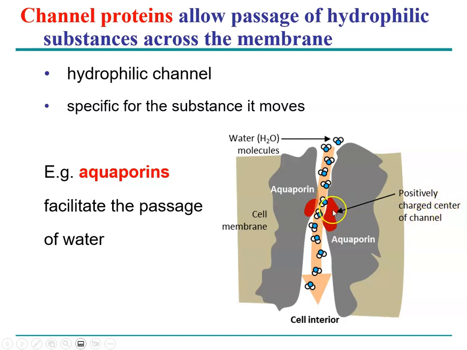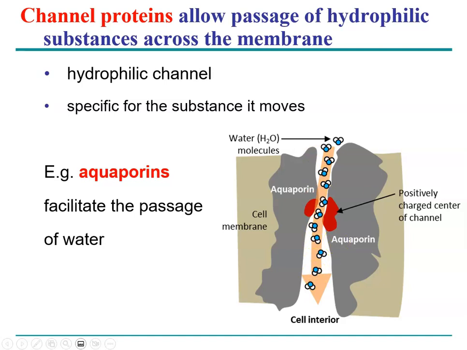So that charge makes it hydrophilic, and it attracts the slight negative charge of the oxygen molecules on the water. So that's what's drawing them in, is that hydrophilic nature of the channel that attracts the hydrophilic water molecules. And then the flow continues because of adhesion to the aquaporin, cohesion of the water molecules to themselves. And so now they can flow into the cell. So that is a channel protein. The reason it's a channel protein is because it's like a tunnel that's always open.